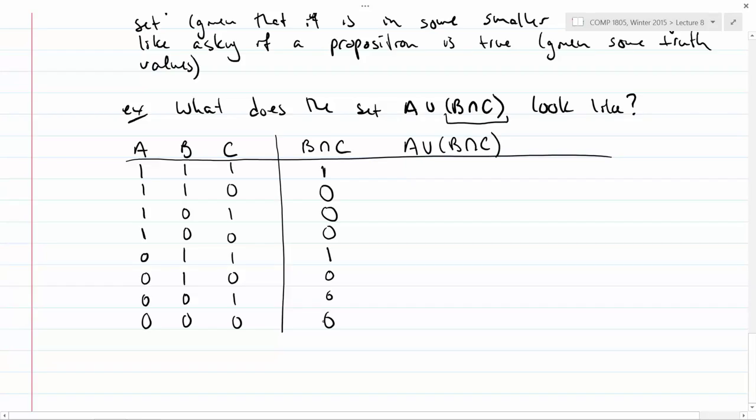Now I want to take this union. So this says X is in A, X is in B intersect C, so X definitely is in the union of those two things. X is in A, it's not in B intersect C, but it's in at least one of them, so it's in the union. Similarly for here, similarly for there. Here it's not in A, but it is in B intersect C, therefore it's in the union. And these last three, it's not in A, and it's not in B intersect C, so it won't be in any of these.